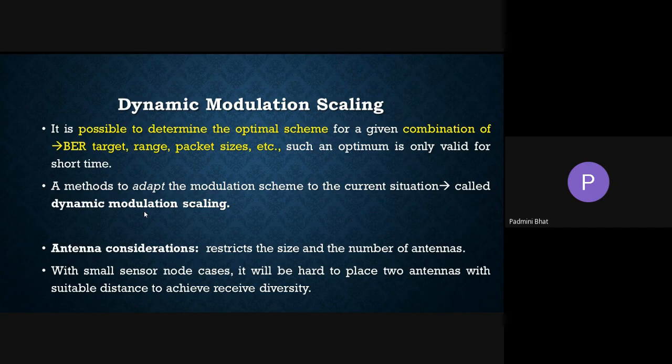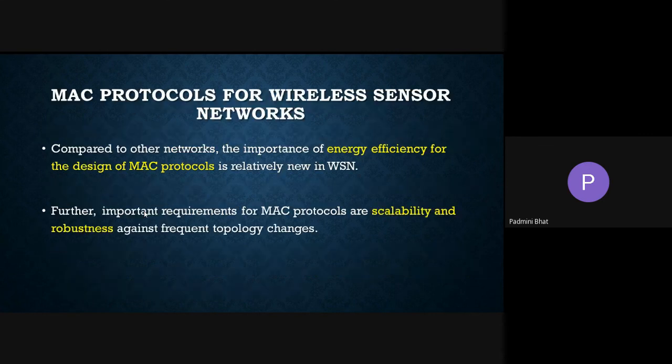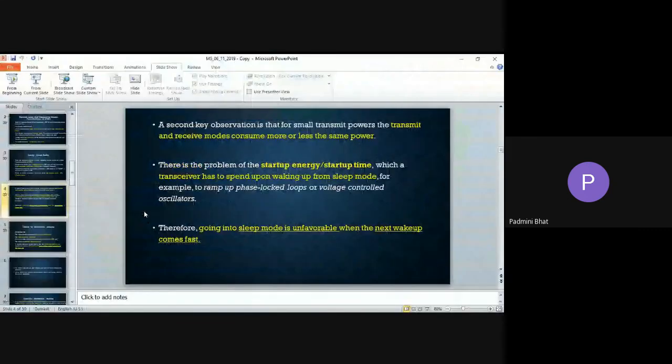Anyway, you might be thinking about the cost. Yes, as usual, cost is one of the areas which we need to consider very seriously. That's why I said we need to determine how many antennas are required for transmission. So this was about the antenna consideration. Then coming to MAC protocol, that we will discuss in the next class.